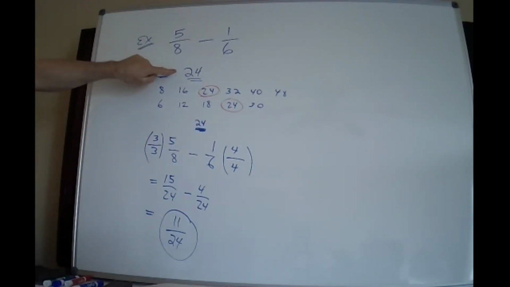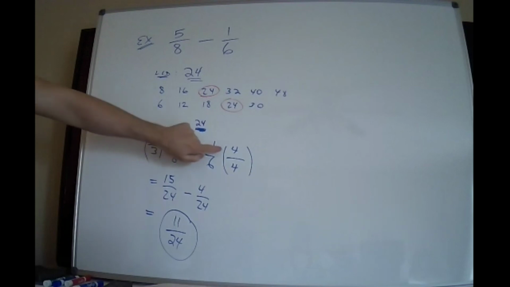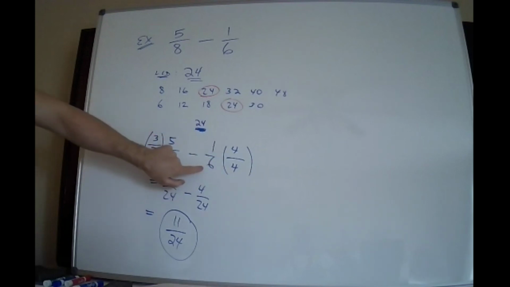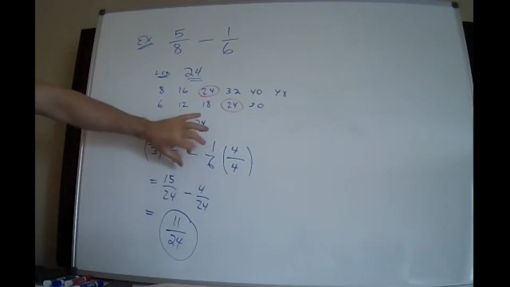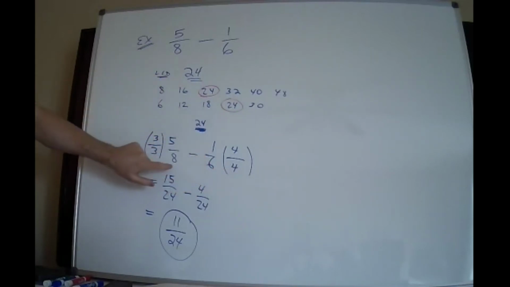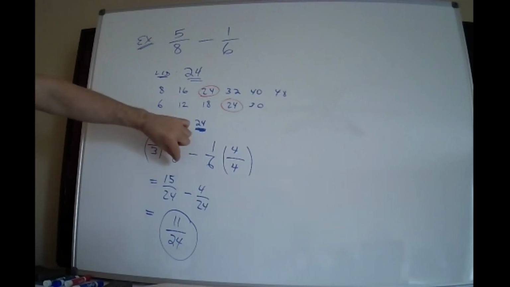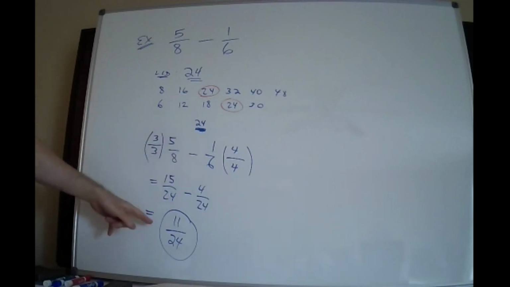Figure out what you want the bottom to be by doing the least common multiple. Multiply each fraction by what it needs to make the 24 on the bottom, whatever the least common multiple is. Here it's 24, but you have to make the bottoms the same. So you multiply by different numbers to make them both into 24. Subtract or add the numbers on top. Here it was subtract, and then done. So that's it.